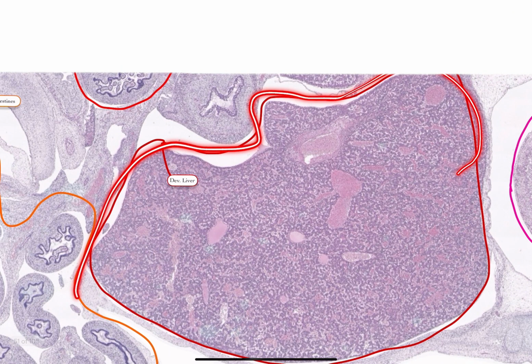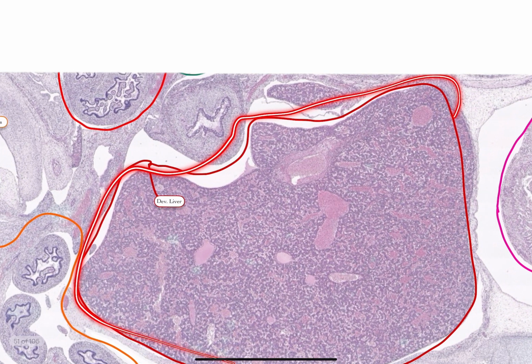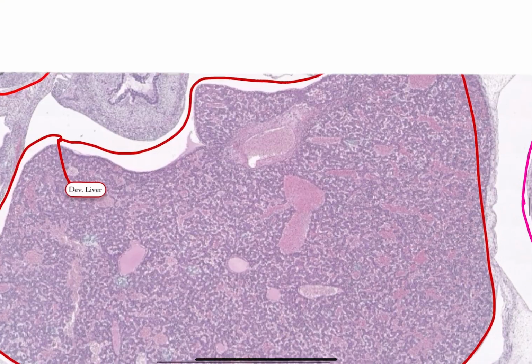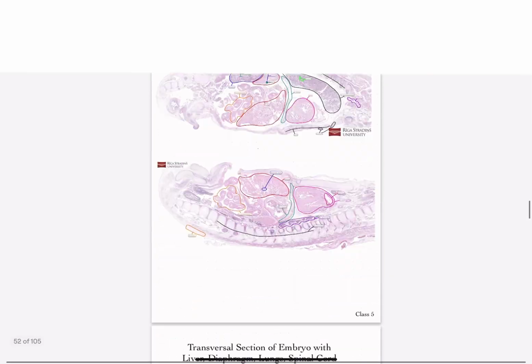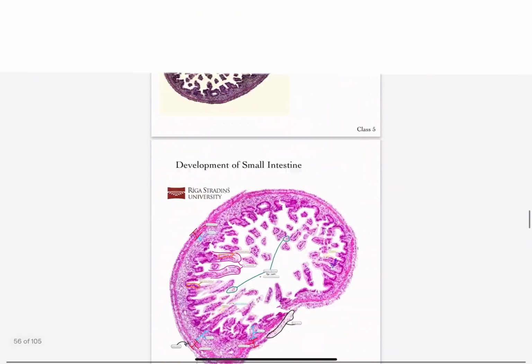And usually the largest organ, now this depends on the cut of the embryo as well. Sometimes we only get a little piece of the liver and not the entire thing. But in this case, we get a very large piece of the liver, usually the largest organ in the embryo. And that would be obviously the developing liver. Now the developing liver has some additional structures that I'd like to mention.